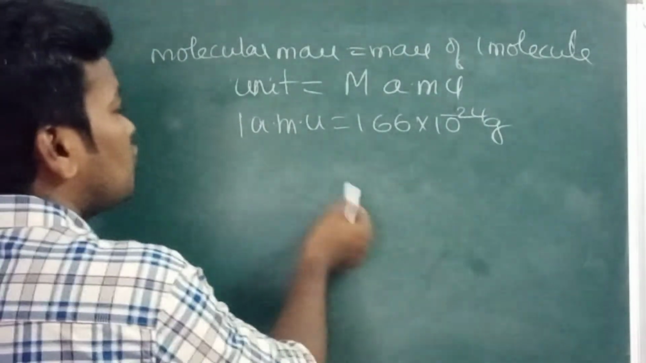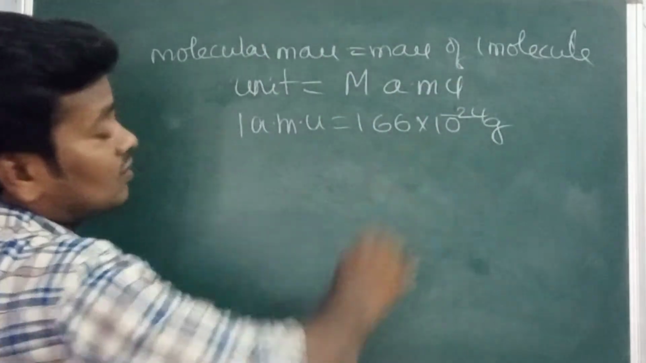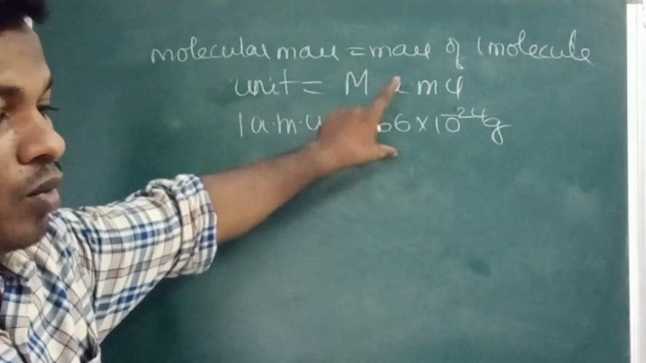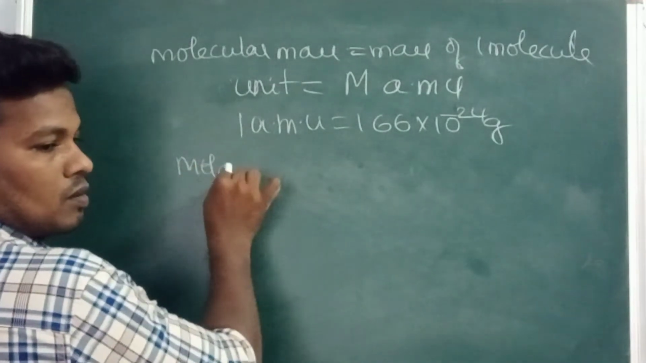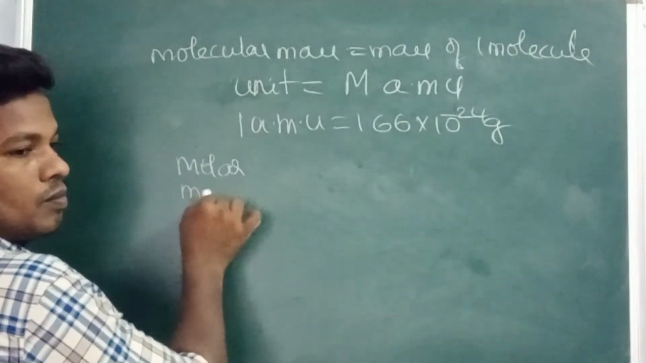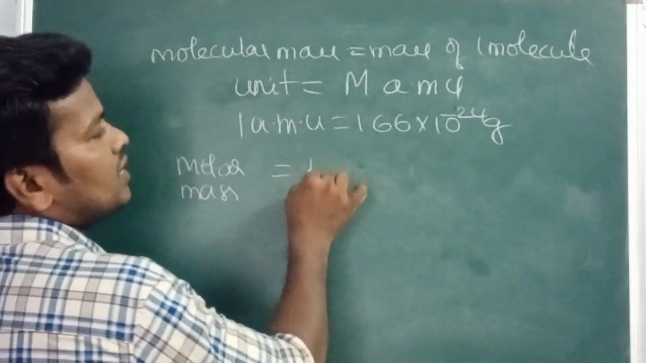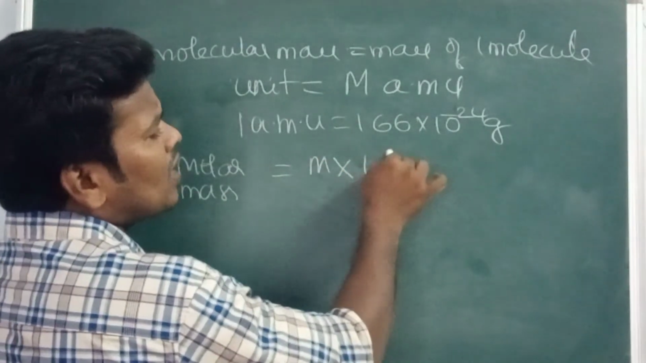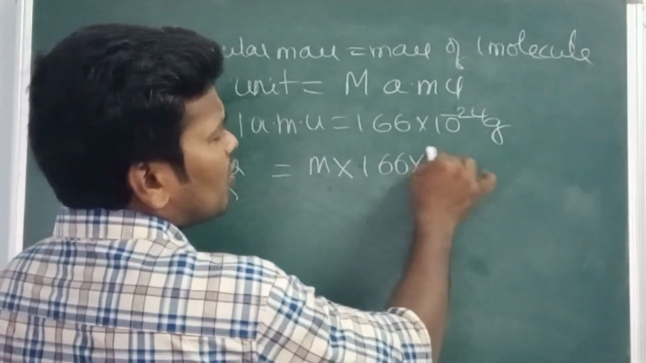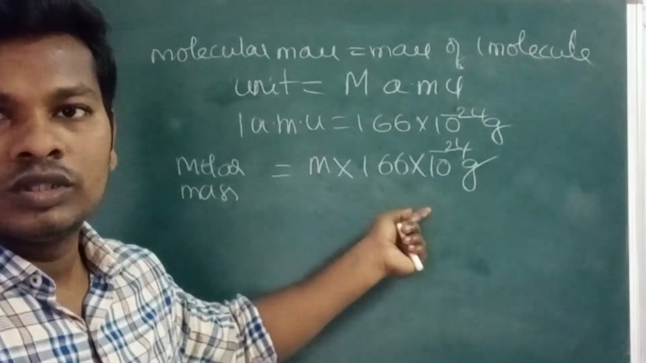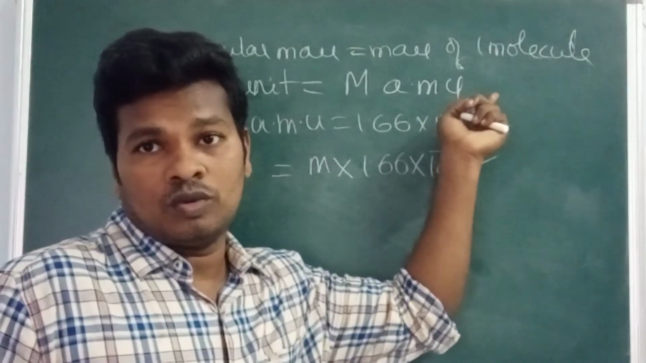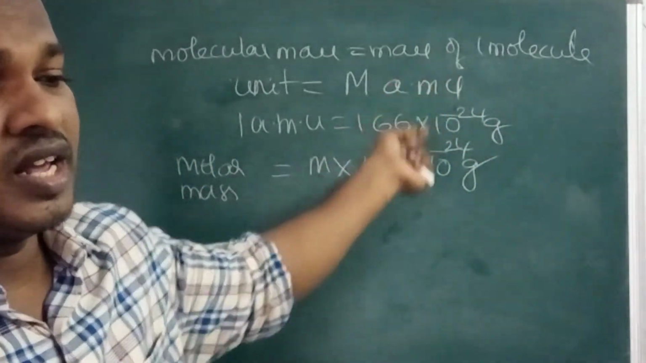If you want the molecular mass or molar mass in grams, molar mass is equal to M into AMU. AMU, I know, is 1.66 into 10 to the power of minus 24 grams. You will get it in grams. This is the representation in AMU.